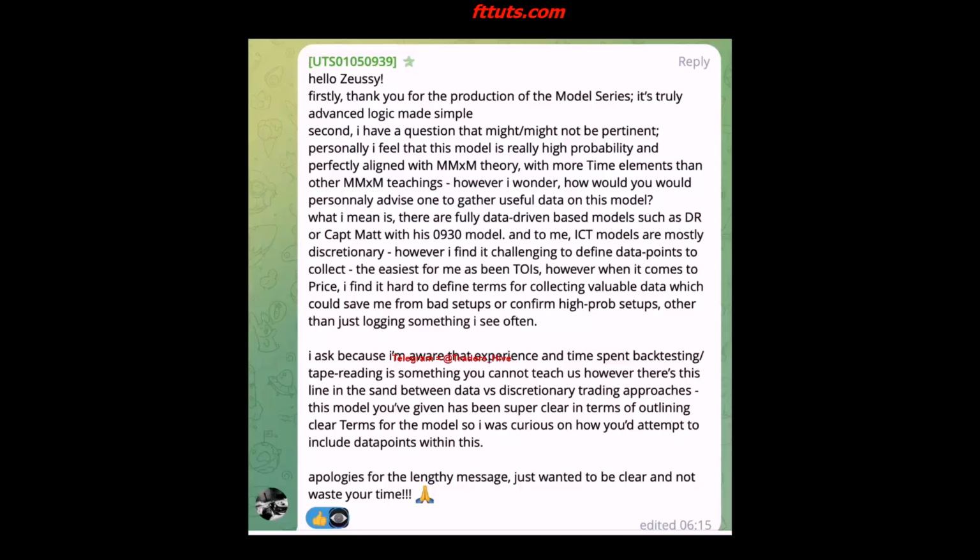However, the question was the following. The question said, how could we go about backtesting everything that has been taught so far within my mentorship? How can we objectify it? How can we collect real data on it that can't be interpreted in different manners? I thought that question was very important to answer, so I'm going to answer this one as the first question.